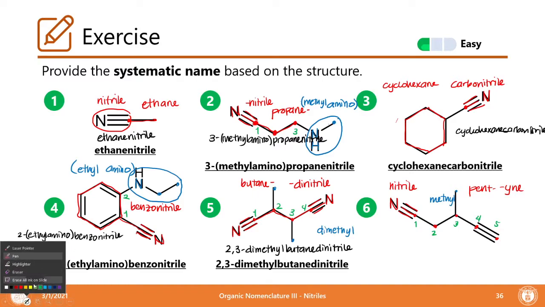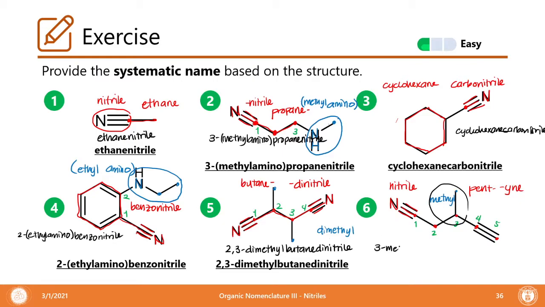So if we assemble the name at position 3, we have our substituent 3 methyl. Okay. 3 methyl pent. And then we have an alkyne at position 4. Pent 4-ine. And then our parent functional group nitrile. Okay, 3 methyl pent 4-ine nitrile. There we go.